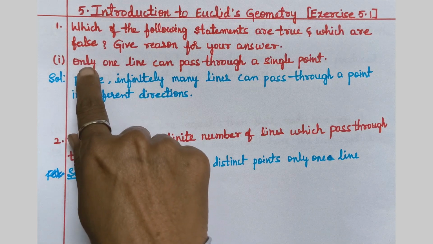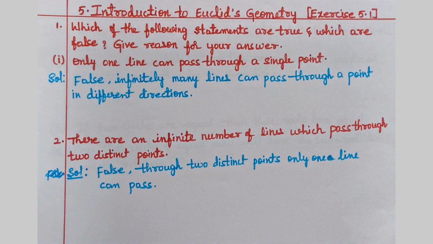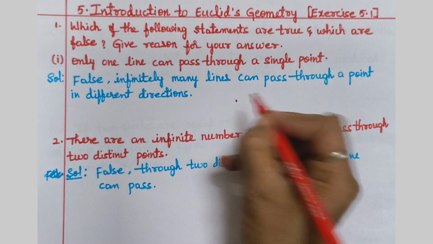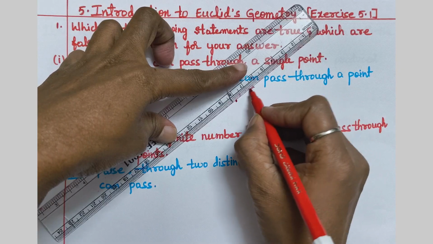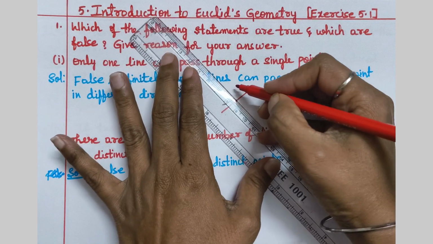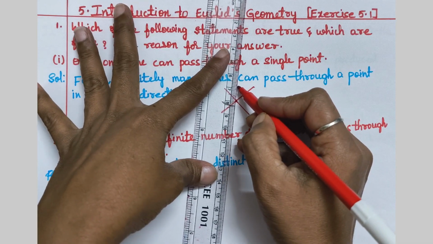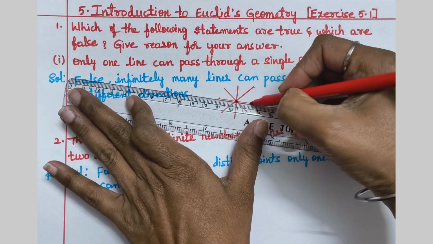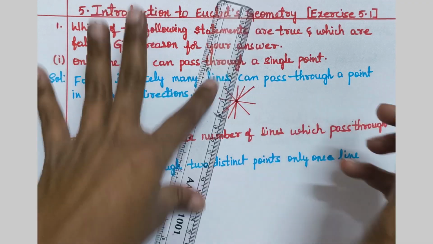First question, see here. Only one line can pass through a single point. He is telling that through a single point only one line can pass. It is false. See beta, why? I am taking a single point. Through this single point, how many lines pass? I am drawing one line, again one more line, one more also. I am drawing all these lines through the single point. One more. Like this, how many are possible? Infinitely many are possible.